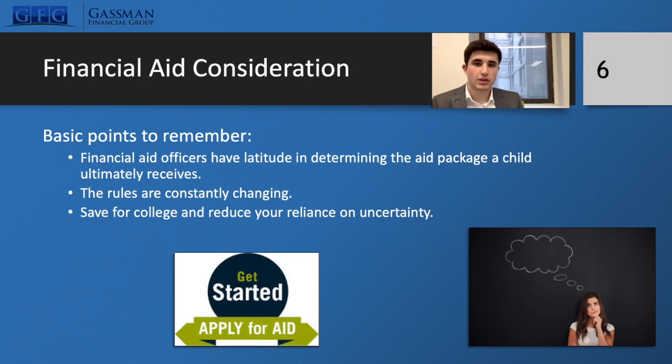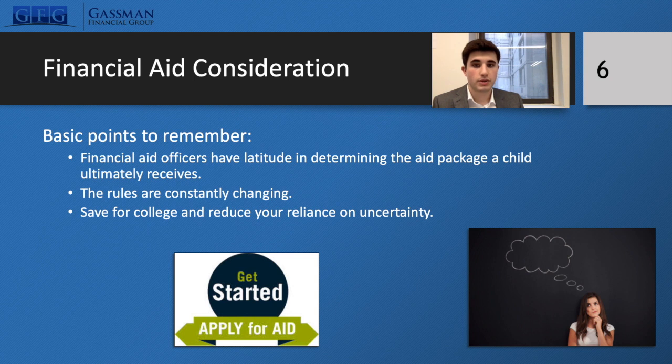Financial aid considerations. So what are the basic points to remember? What's important to remember is that the rules are constantly changing for financial aid. The rules today that I've based this presentation on may not be the rules in the future. We see that different assets are calculated differently. Maybe they put more weight on the student's assets or more weight on the parents' assets.